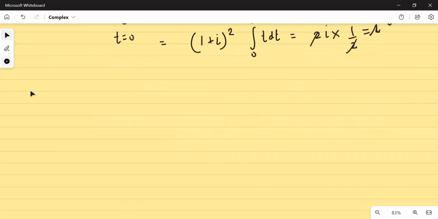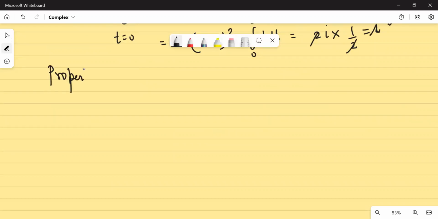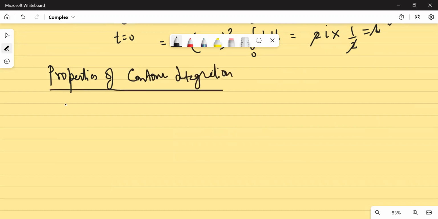Okay, so let us move further to the properties of contour integration. What would be the properties of contour integration? They would be similar to those of the definite integration in one variable. In one variable, you know that integration holds a linearity property. Here also there will be a linearity property. Let's say I'm integrating f(z) and g(z) along a contour C.